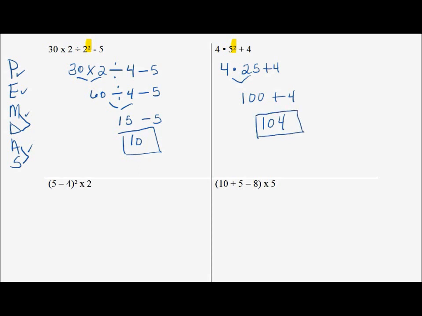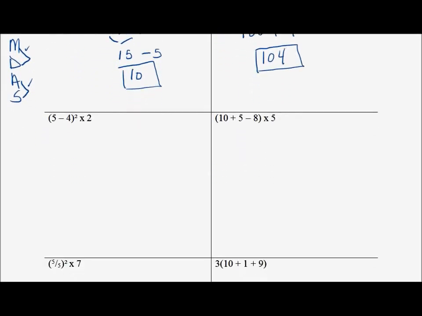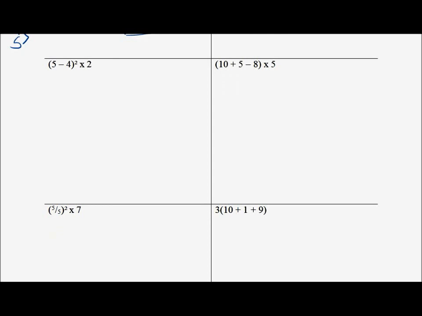Gonna move this up a smidge. Pull my problems up just a smidge so you can see the rest of the problems.